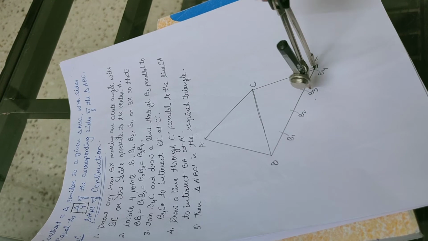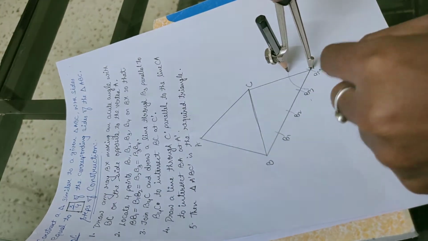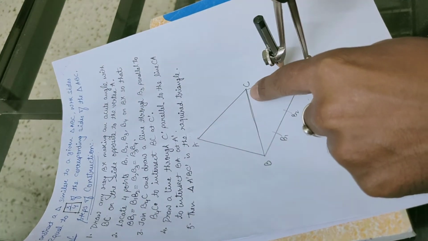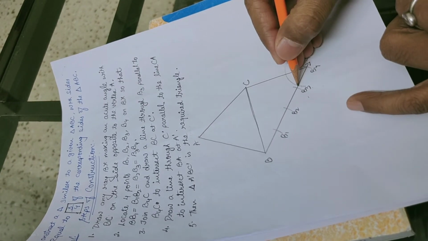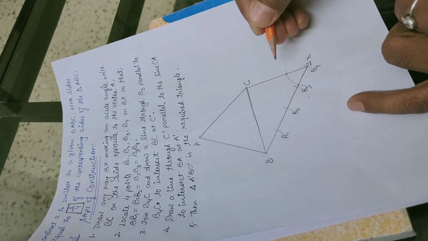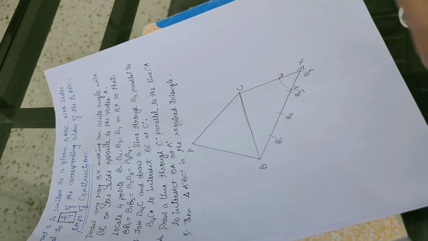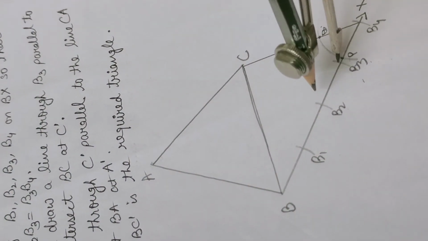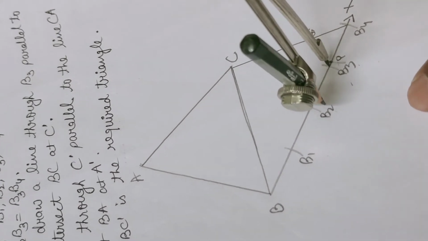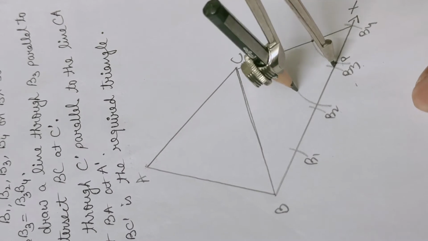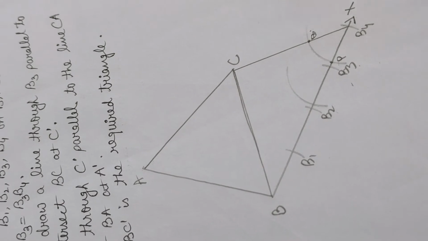We will take any radius and cut an arc which will intersect BX and B4C at 2 points. Name them P and Q. Now with a similar radius we will put the pointer on B3 and cut an arc intersecting BX, and name that point as R.